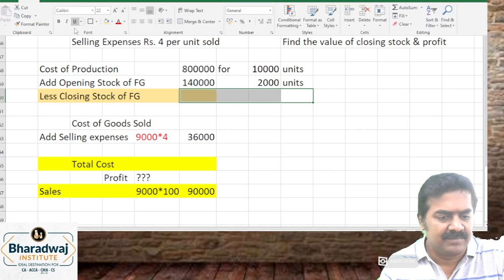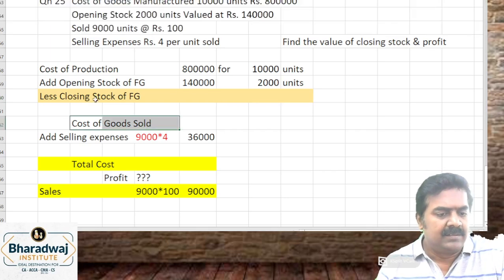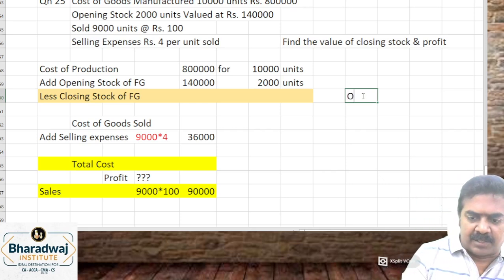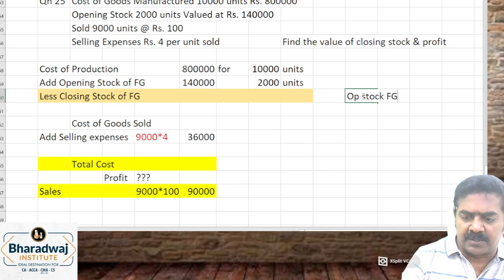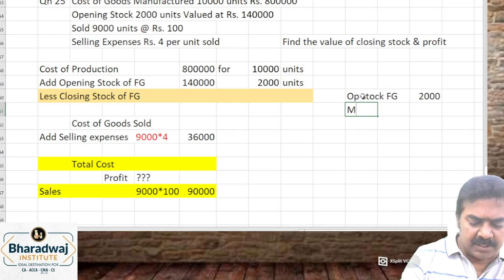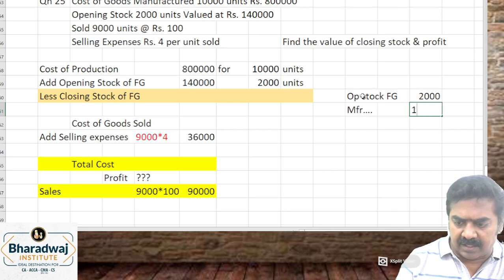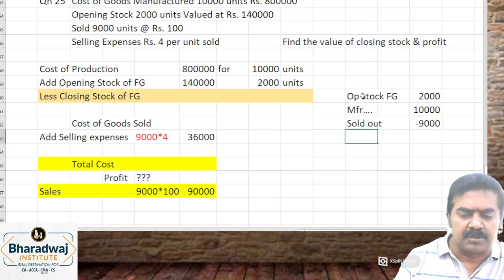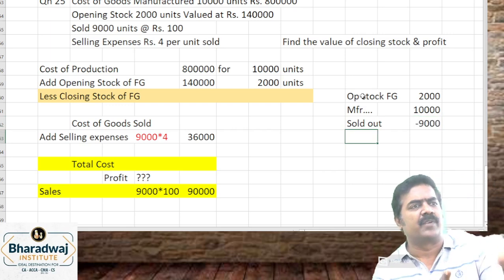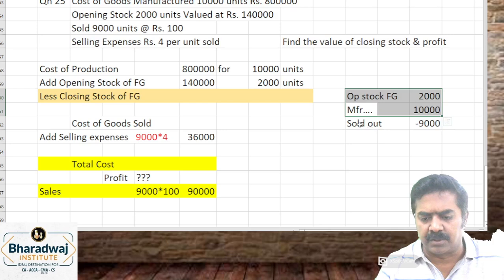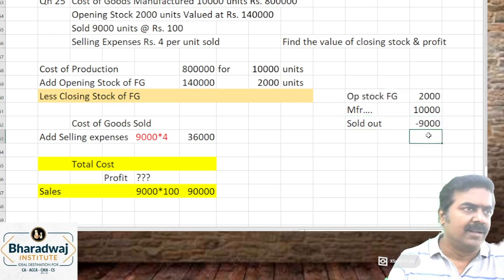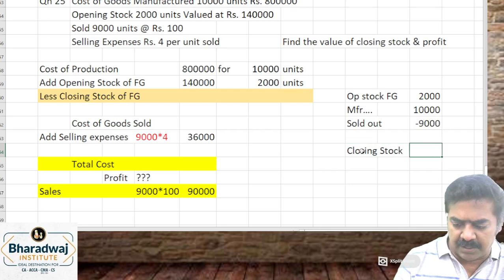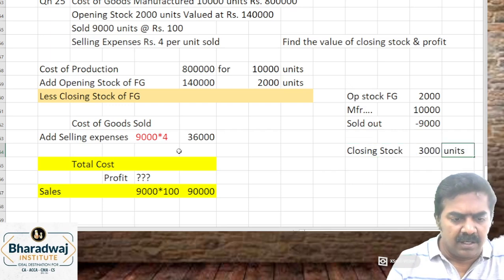You have to value it. How to value? First, wait, let us work out in units. What was the opening stock of finished goods? 2,000. How much is manufactured in the current year? 10,000 units manufactured. How much is sold out? 9,000 units are sold out. Normally, you think in your factory, you had opening stock 2,000, you manufactured 10,000 units, you sold out 9,000 now. So closing stock will be the balance. What is the closing stock? 3,000 units.